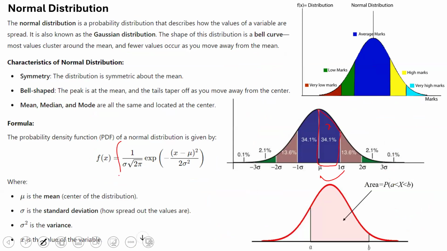So what I just have to do is integrate from mu to sigma. So mu can be 5 and sigma can be 7. If sigma is equal to 1, then 5 plus 1, which is 6. So I have to integrate from 5 to 6.